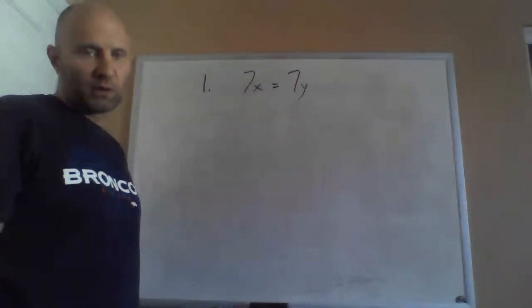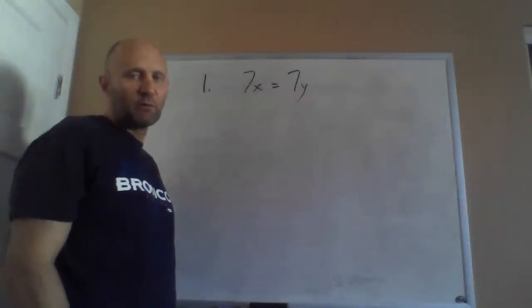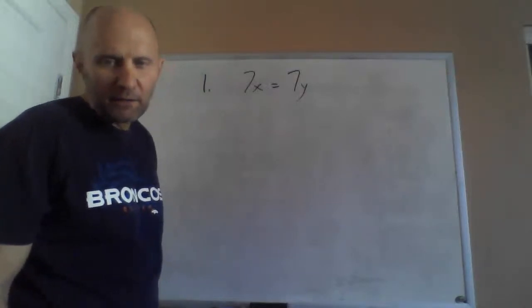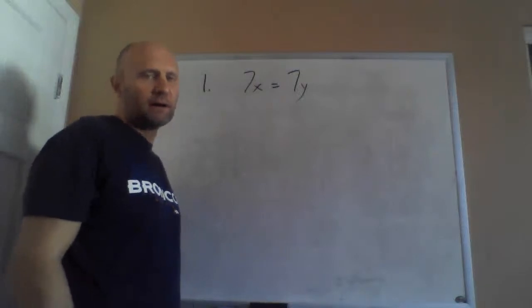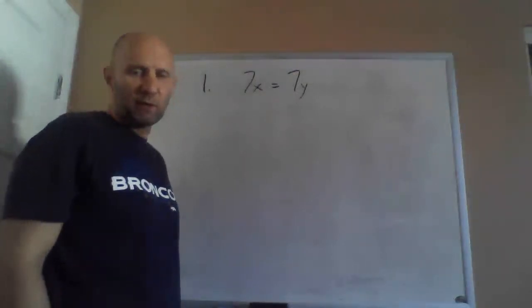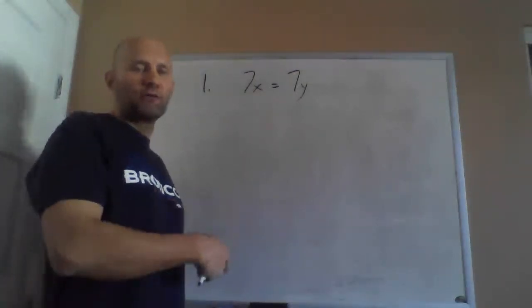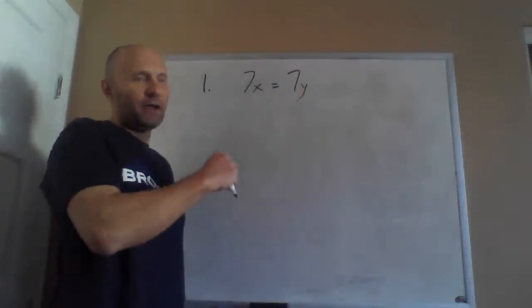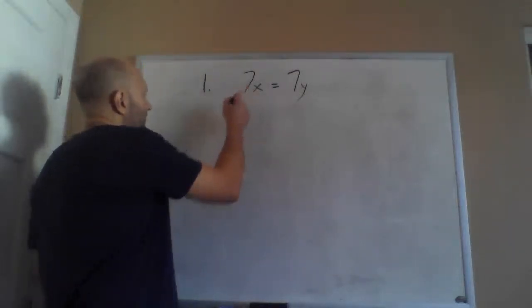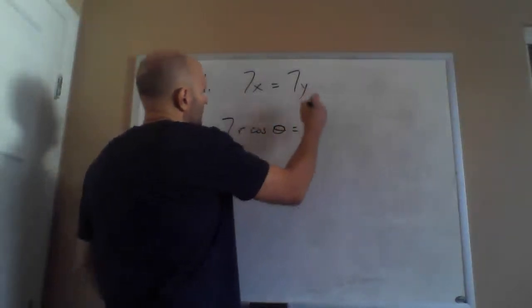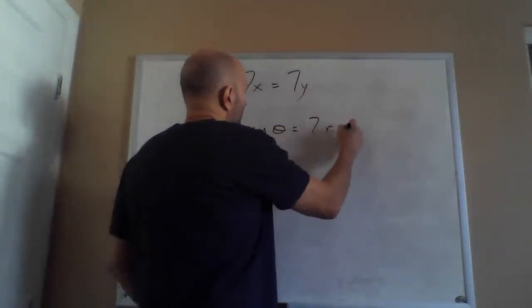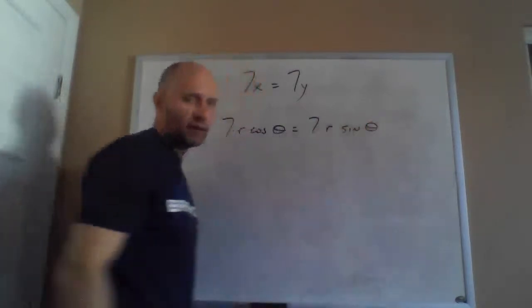Any ideas, you guys? What can I do? So if I have 7x equals 7y, I'm not going to square it. I can do that, Kyla. All right, so let's do that first. Using our substitutions, x is what? So we have 7 times r cosine of theta equals 7 times r sine of theta.